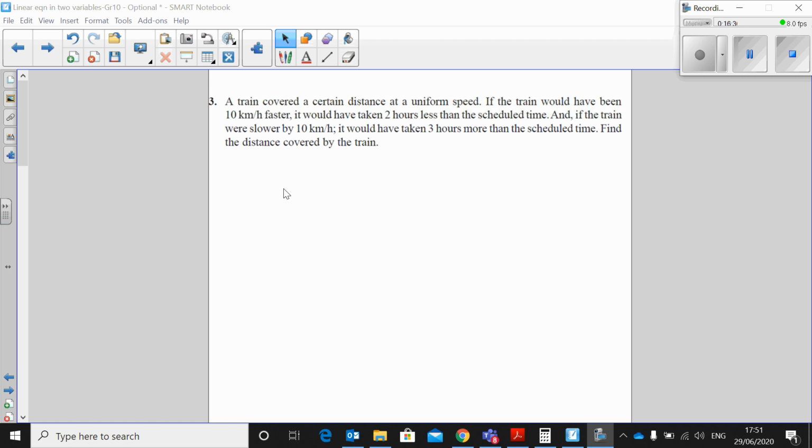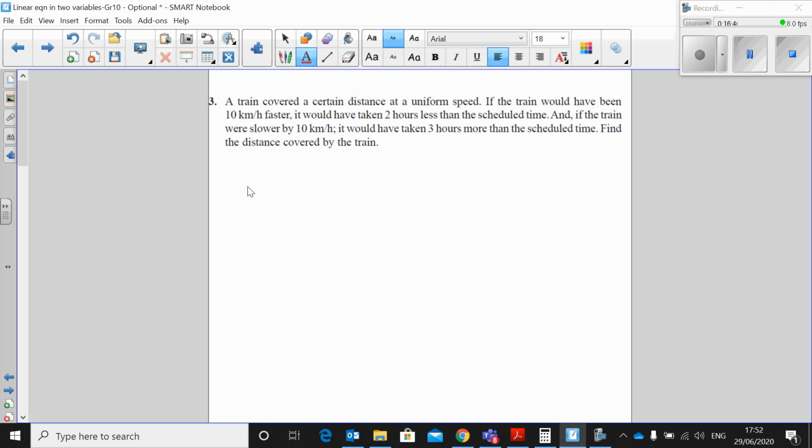Okay, so let us take the time also, not given. The time is mentioned as 2 hours less than the scheduled time, 3 hours more than the scheduled time. So they didn't give a time also. Speed is also not given, time is also not given. So as we know, speed into time is nothing but the distance. So let us define first. Let the speed of the train be x kilometer per hour, and then the scheduled time be y hours.